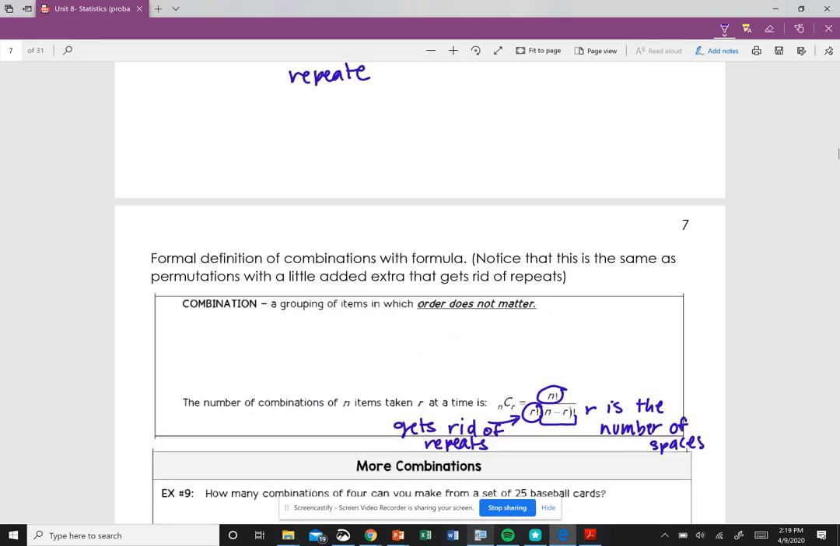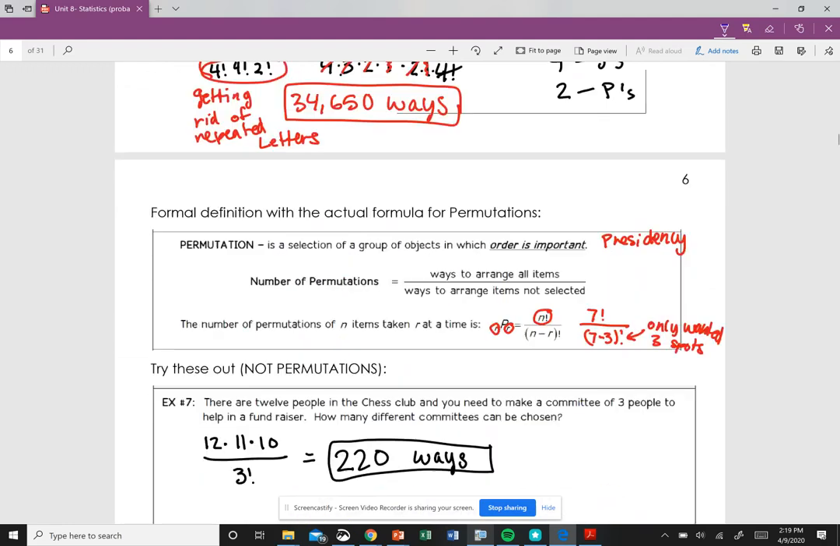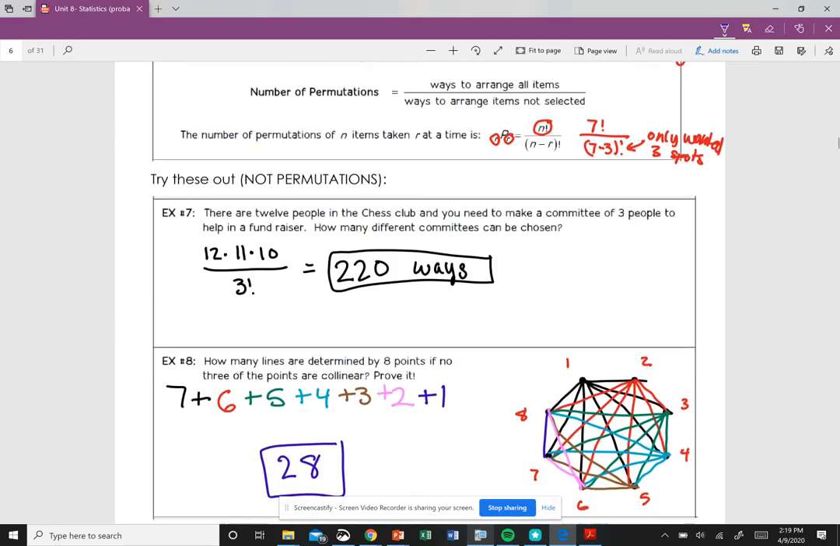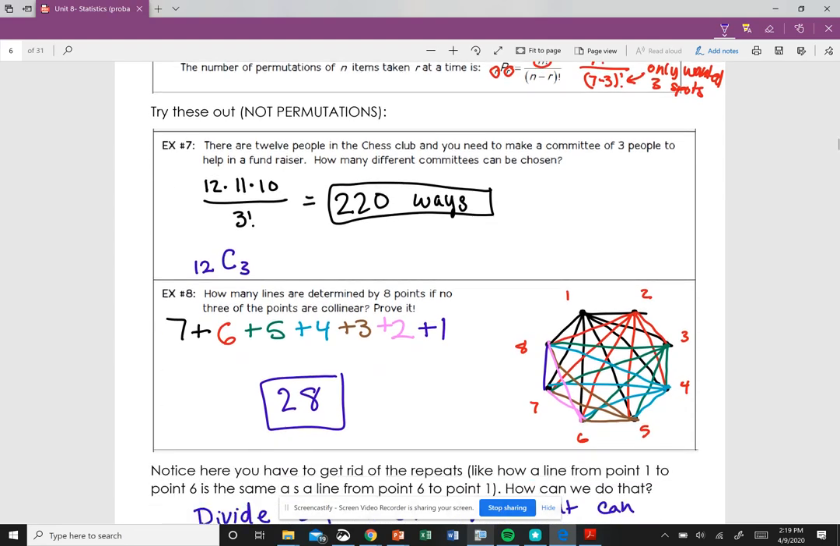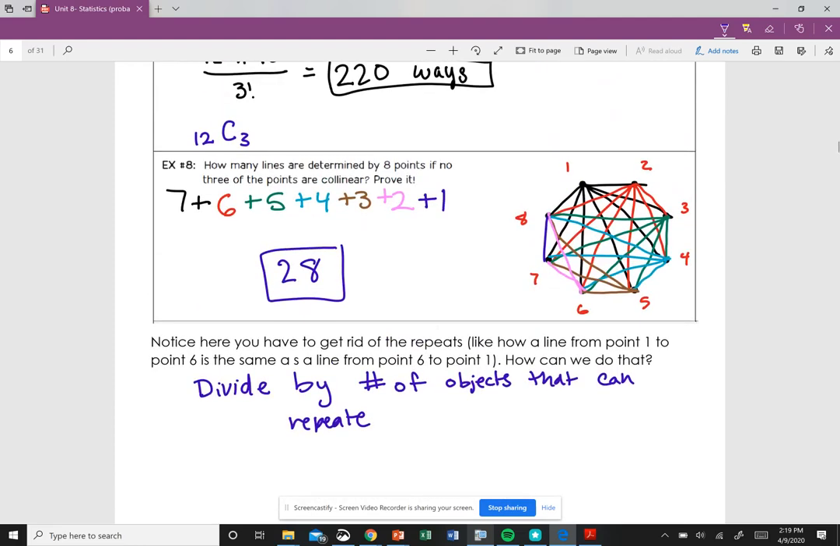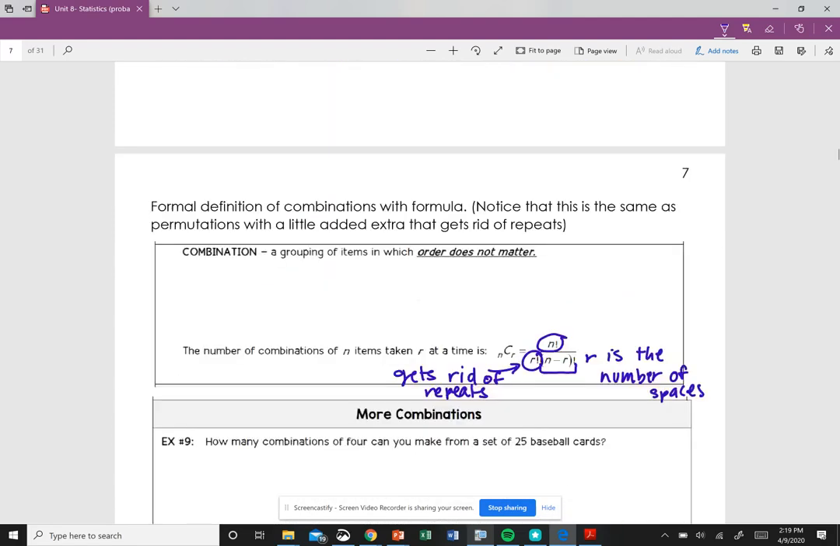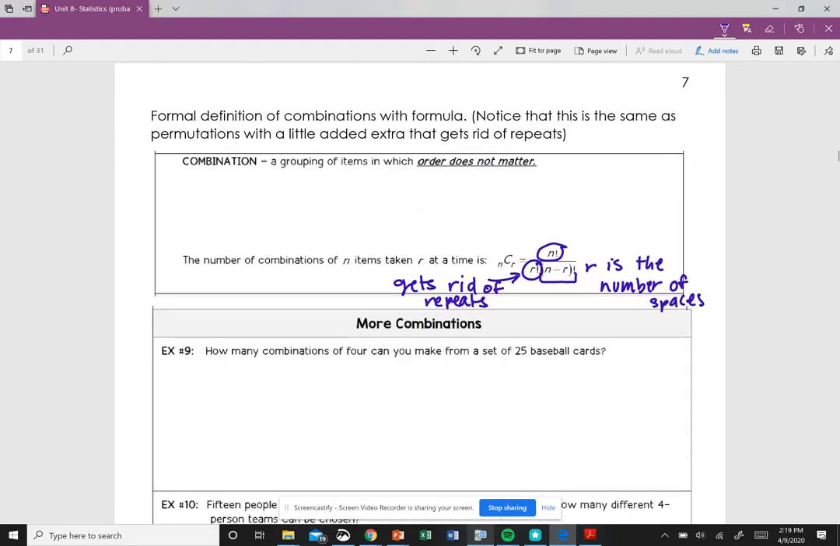So up above on the committee problem, we could have written this as 12C3. And we did all of that extra mathy stuff that they show right here with the n factorial over n minus r factorial. We did all of that just by limiting it to those 3 spots.